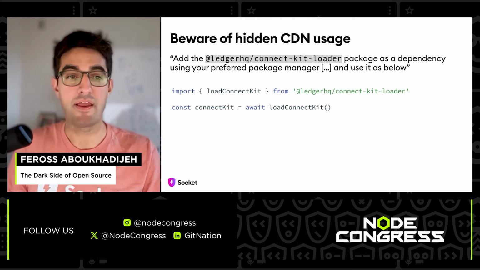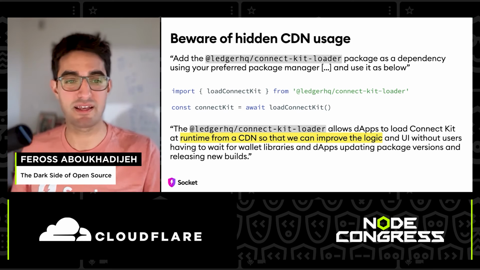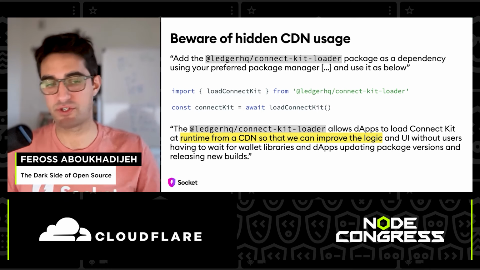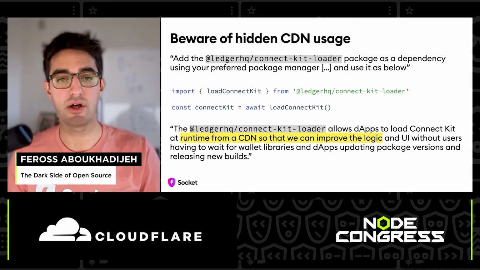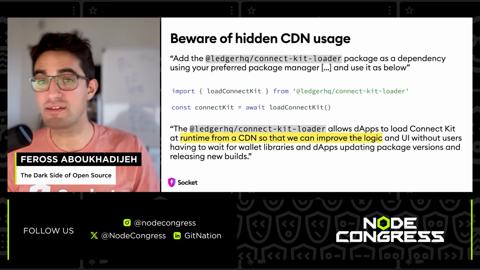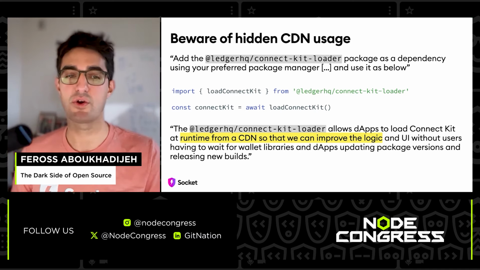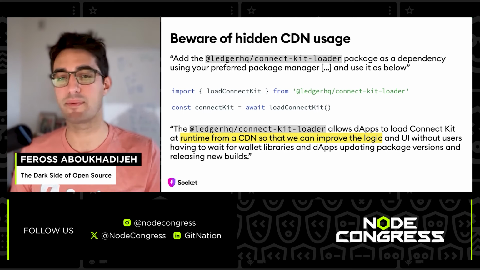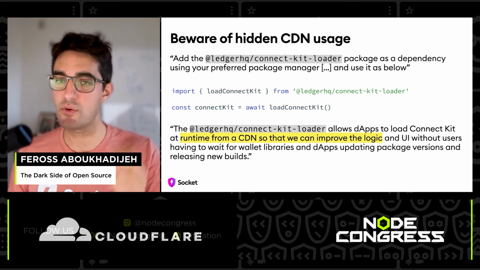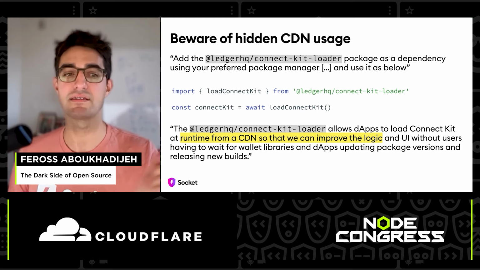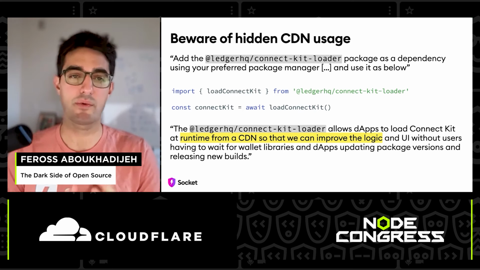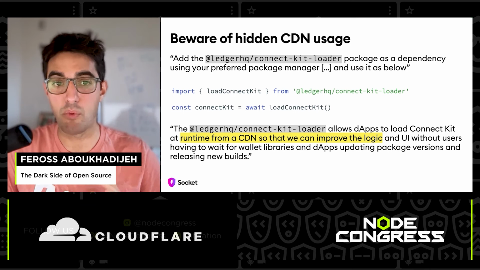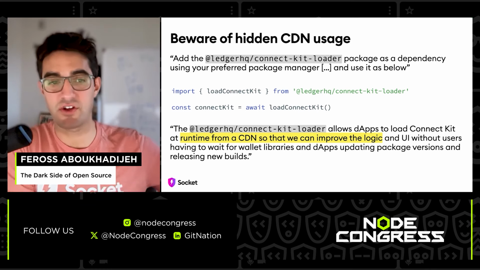And then if you notice, there's another part of the README that says that this will allow your decentralized app, which is basically your website, to load the connect kit library at runtime from a CDN. So that they can improve the logic and improve the product without waiting for people to release new builds. So right away, that sets off my alarm bells, because we see here that the code that we're depending on is actually itself depending on more code, but this additional code is on a CDN.